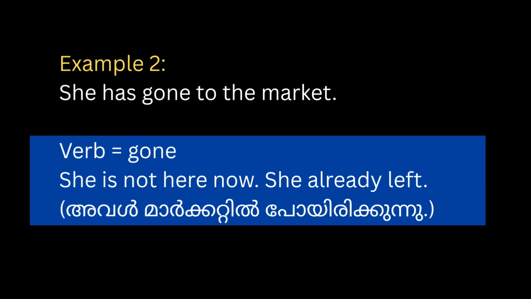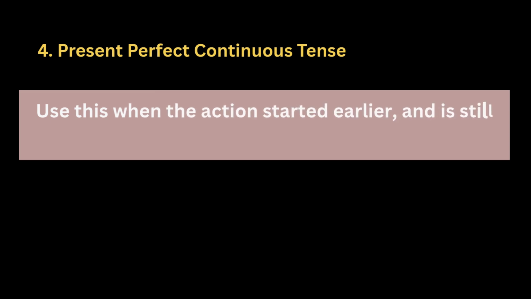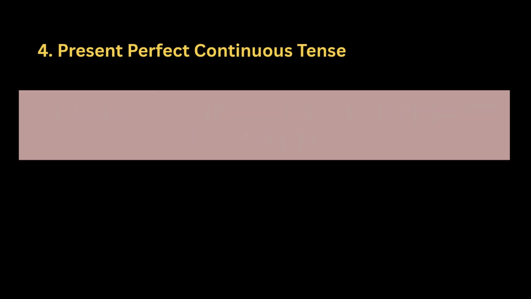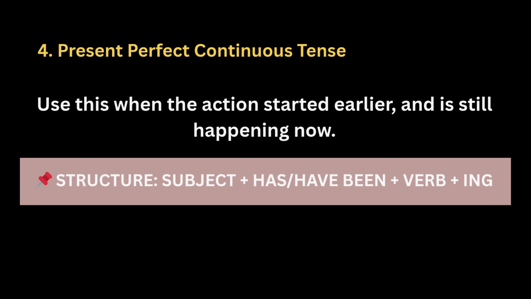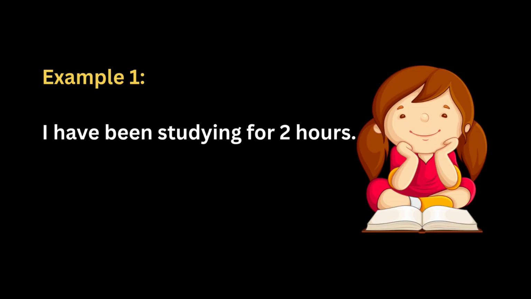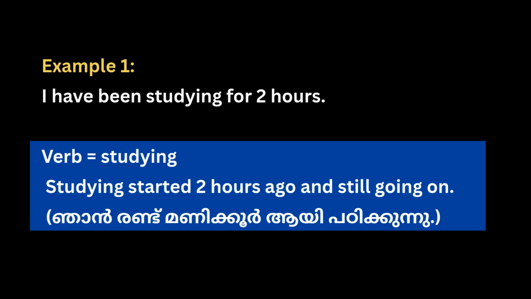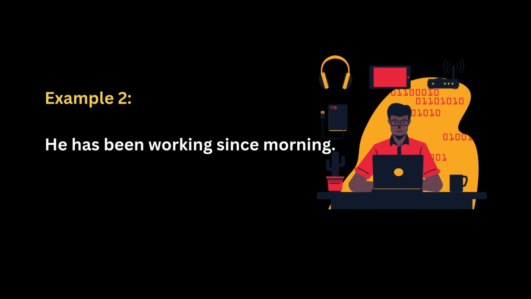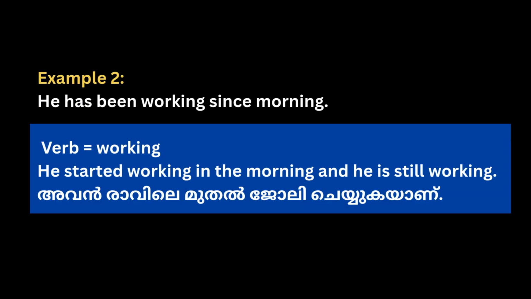She already left. Last one is present perfect continuous tense. Use this when the action started earlier and is still happening now. Structure: subject plus has or have been plus verb plus ing. Example: I have been studying for 2 hours. Verb is studying. Studying started 2 hours ago and still going on. He has been working since morning. Verb is working. He started working in the morning and he is still working.